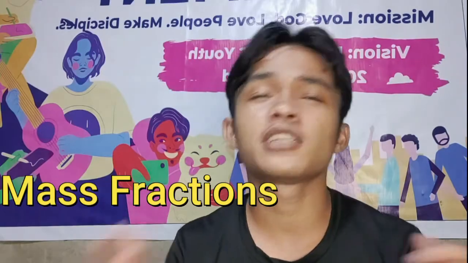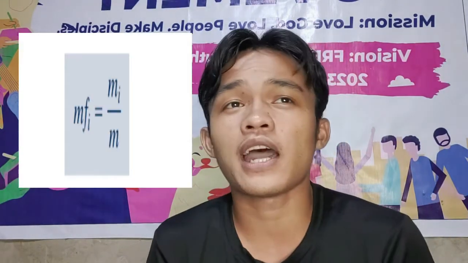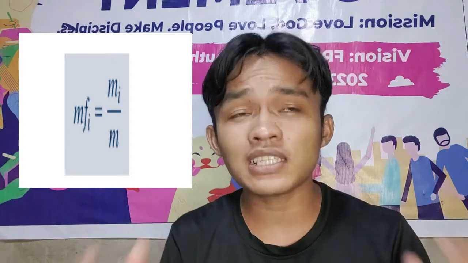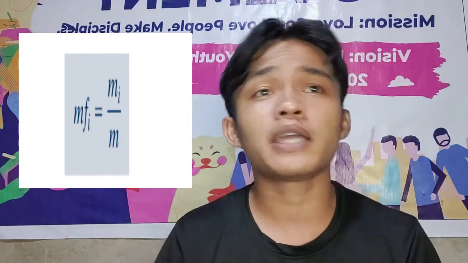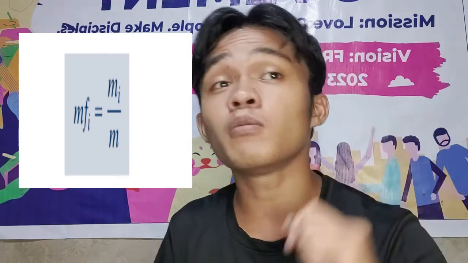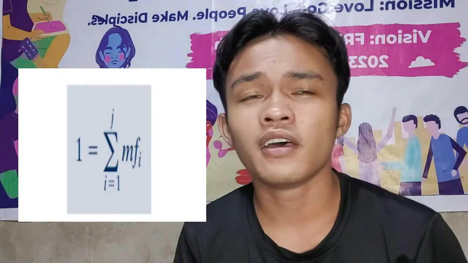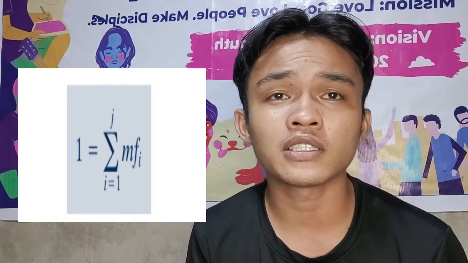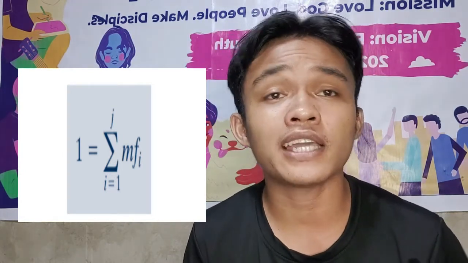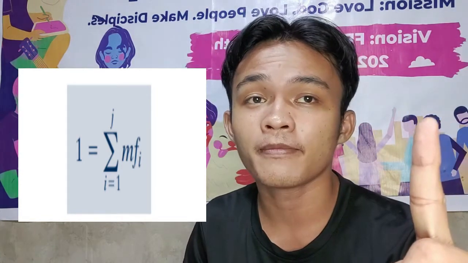Mass fractions. The mass fraction of component i is defined as the mass of the component divided by the sum of the masses of all components. A listing of the mass fractions of the components of a mixture is sometimes referred to as a gravimetric analysis, wherein the summation of the mass fractions of the components, with i equal to 1 up to j, is equal to 1.